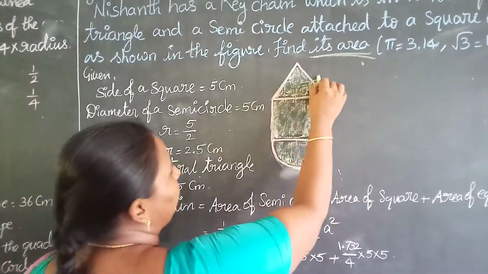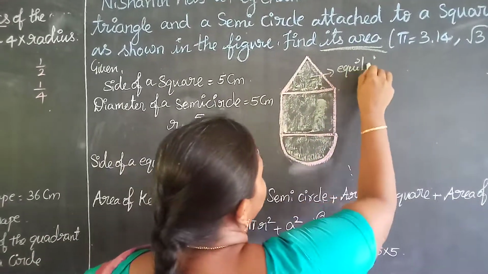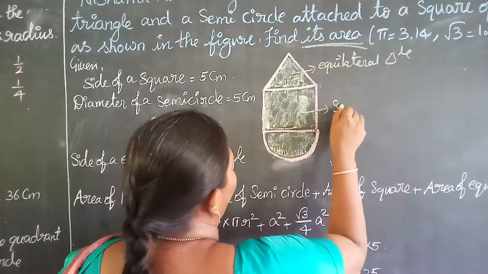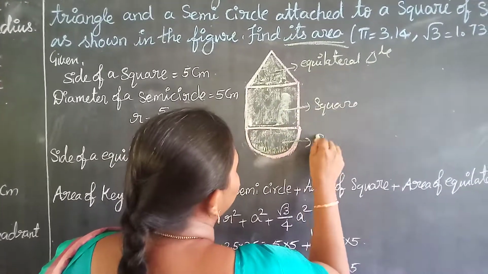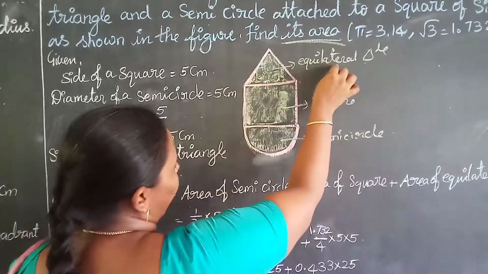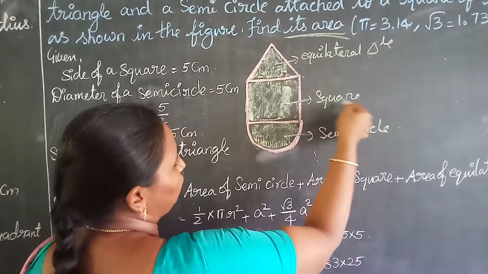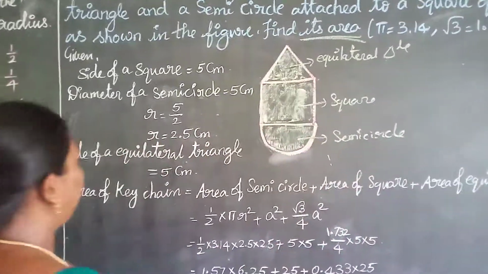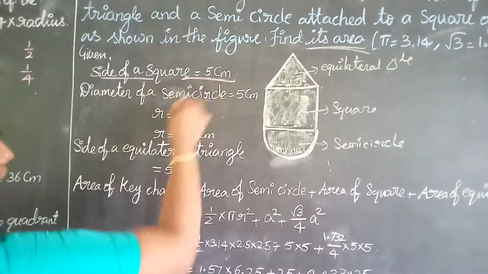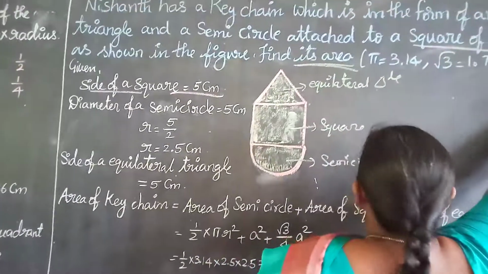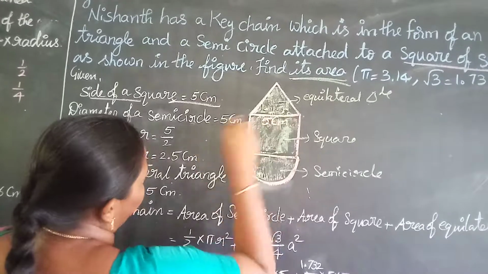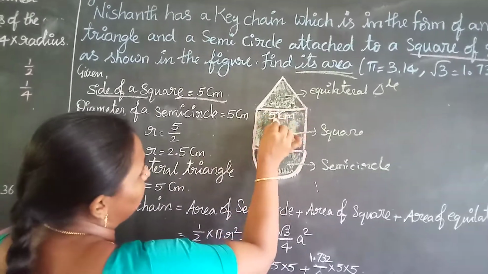That is, this is an equilateral triangle. Am I right? They given you equilateral triangle. Then this is square. This shape is semicircle. So how to find area of this combined shape? Area of equilateral triangle plus area of square plus area of semicircle. Here they given that side of a square is 5 cm. Square of side 5 cm. So this length should be 5 cm. So imagine, understand children, here 5 cm.